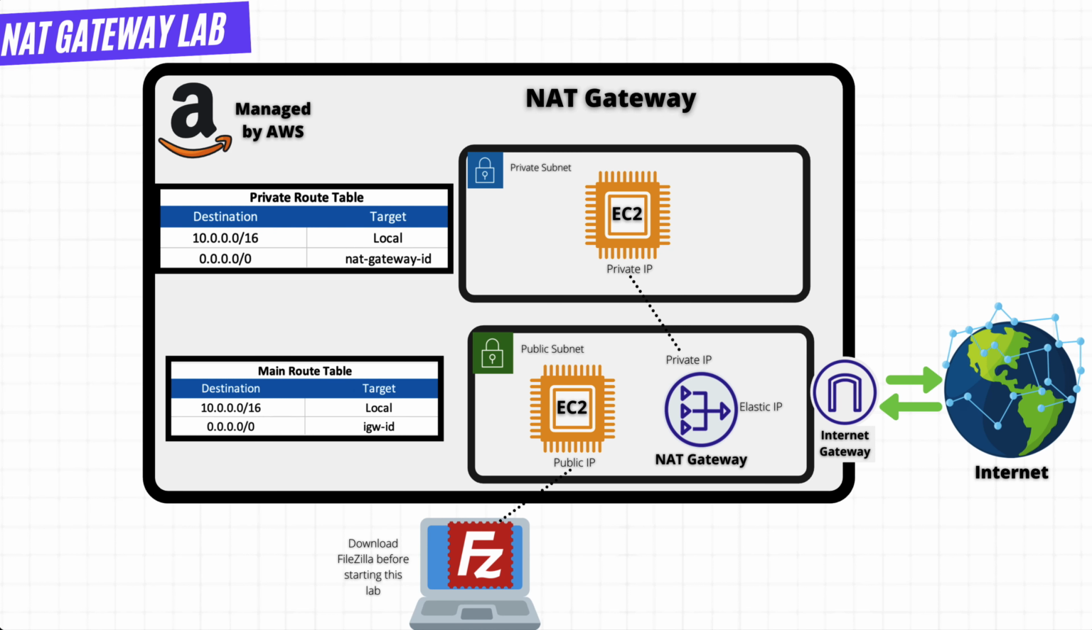Welcome back. In this video, I wanted to show you how we can set up a NAT gateway in our public subnet. We will also create two EC2 instances, one being in the private subnet with only a private IP address, and one in the public subnet with a private and public IP address.